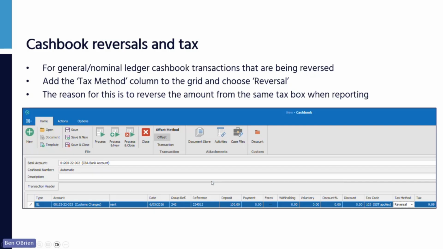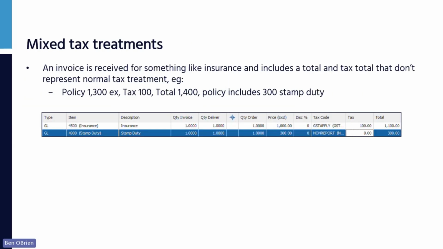So again, that's just a little tricky thing within Sybiz Vision. That is only when you are reversing a mistake. That's not to say that you do that every time you do a payment or deposit. It is only when you are undoing a payment or deposit that you want to reverse the tax treatment as well. Mixed tax treatment. So here is an example of an insurance invoice that has been received.